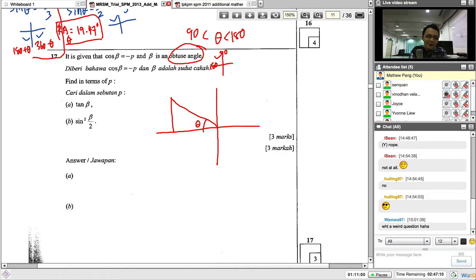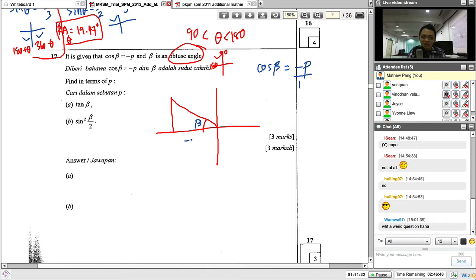Alright, then I have some information over here. It tells me cos beta equals negative p. Then I cannot write this one. This one will change to beta, because it tells me cos beta. So I'm going to change this one to beta. Negative p, cos is what? Cos is adjacent over hypotenuse. So this is over 1, right?